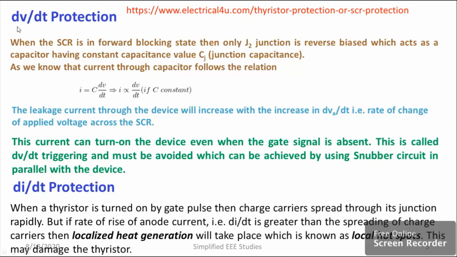Let me talk about dV/dt protection first. When the SCR is in the forward blocking state, only the J2 junction is reverse biased and it acts as a capacitor having a constant capacitance value Cj. Cj is also known as junction capacitance. We know one relation: the current through the capacitor is given by C into dV/dt. From this equation I can say that the current is directly proportional to dV/dt.